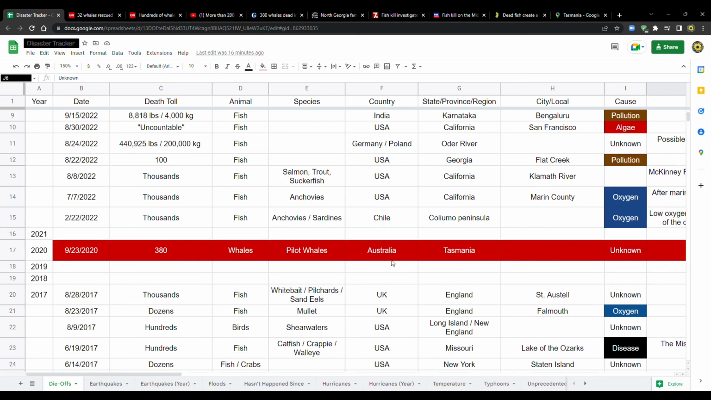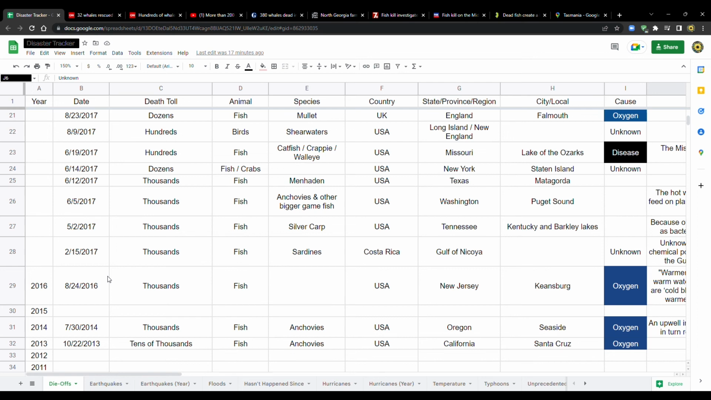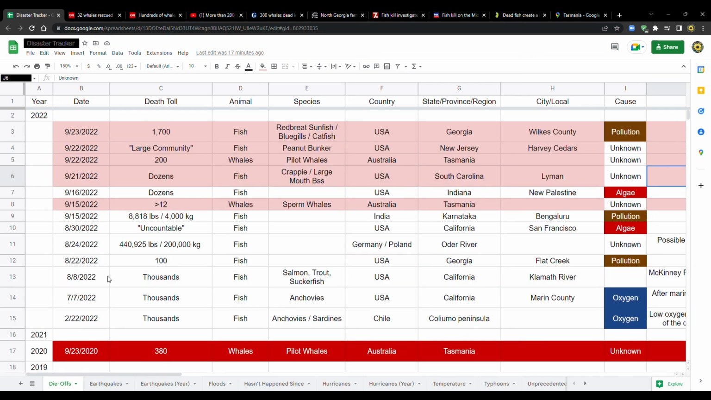Excuse me, but I'm glad that I found this story and was able to put it on the chart. The largest in Australia history in 2020. So that's going to be it for this one.